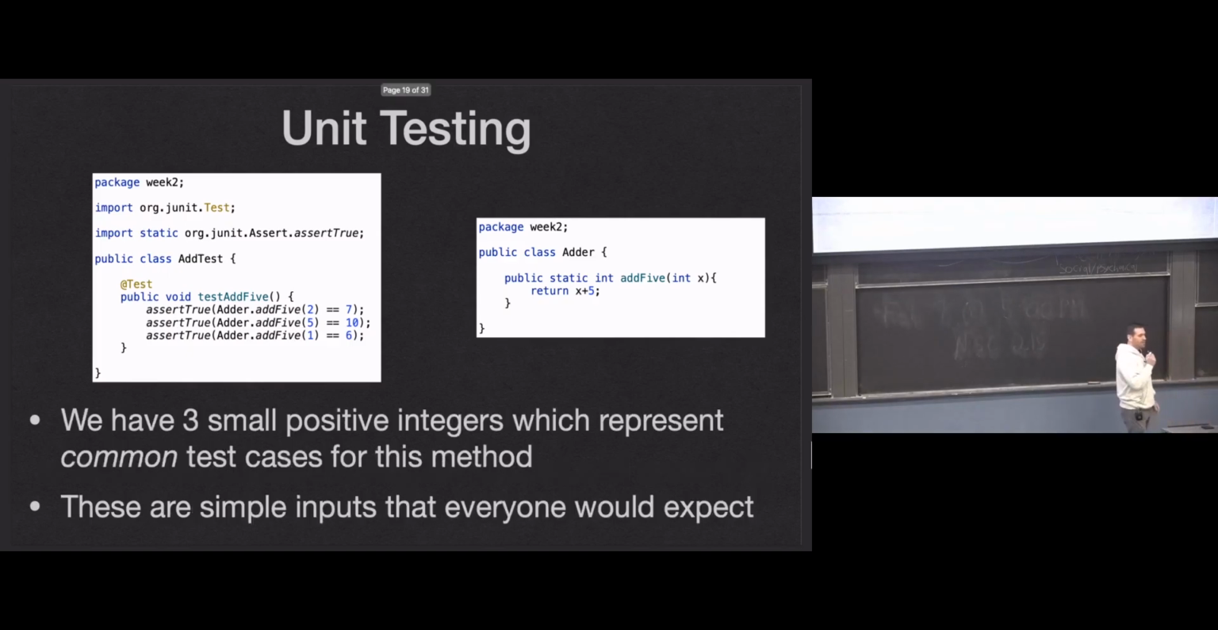So let's go on to: no, this is not enough testing. We have three small positive integers. Like, I can write an add5 method. Now again, this method is so simple that you wouldn't need any testing. You just look at this method and say, yes, that's right. God, why are you even testing this thing?